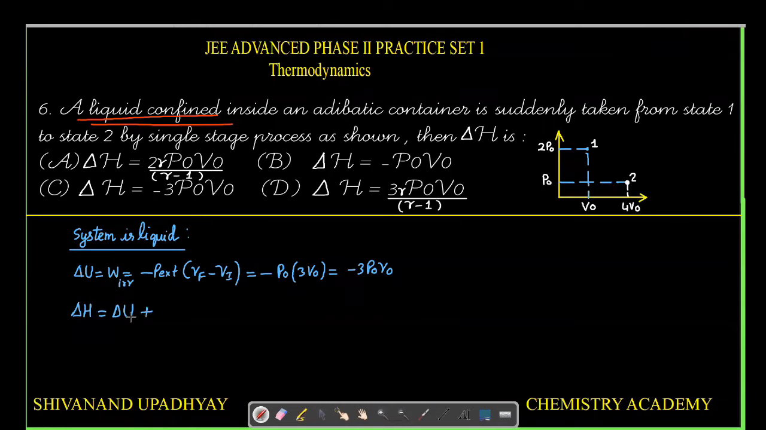This is valid for solid, liquid, gas, all, right? So delta H is equal to delta U plus P final V final minus P initial V initial. So if I put in the values, delta U is equal to minus 3 times P naught V naught, and P final V final is 4 times P naught V naught, and P initial V initial is 2 times P naught V naught. So on simplification, we are getting this value equal to minus P naught V naught. So we are getting B as the answer. The answer of this question will be B.